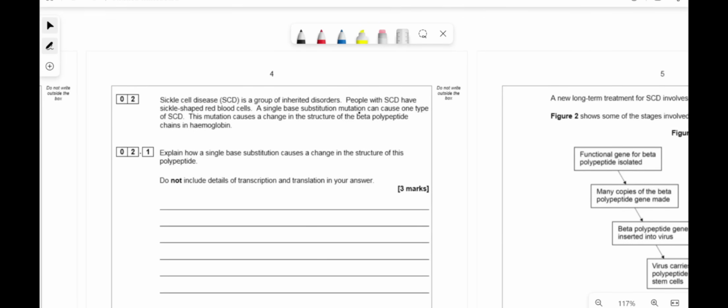Sickle cell disease. SCD is a group of inherited disorders. People with SCD have sickle shaped red blood cells. A single base substitution mutation can cause one type of SCD. This mutation causes a change in the structure of the beta polypeptide chains in hemoglobin. Explain how a single base substitution causes the change in the structure of this polypeptide. Do not include details of transcription and translation in your answer.